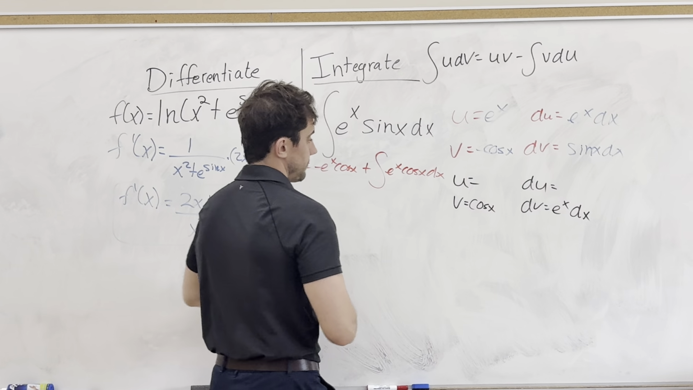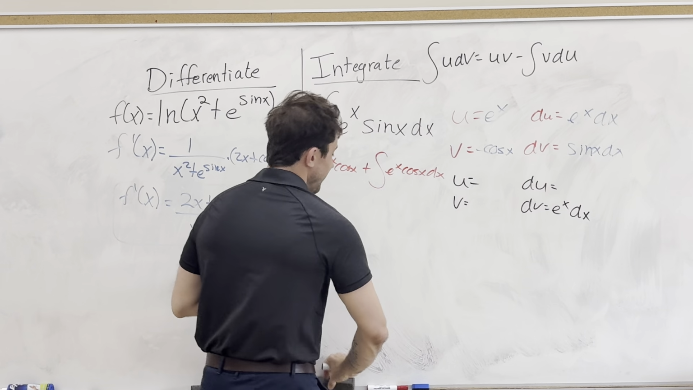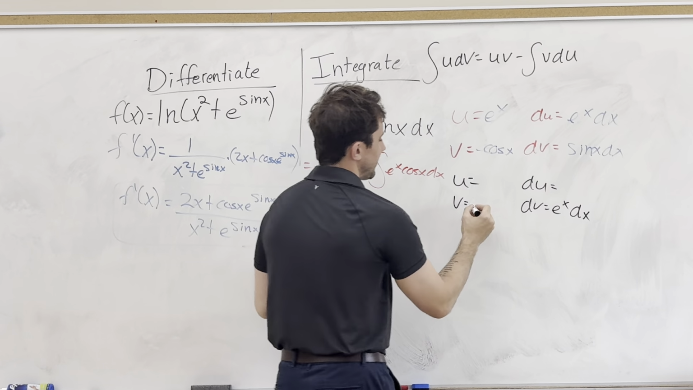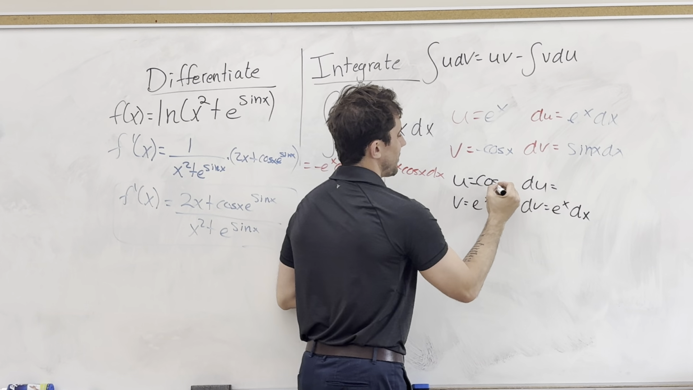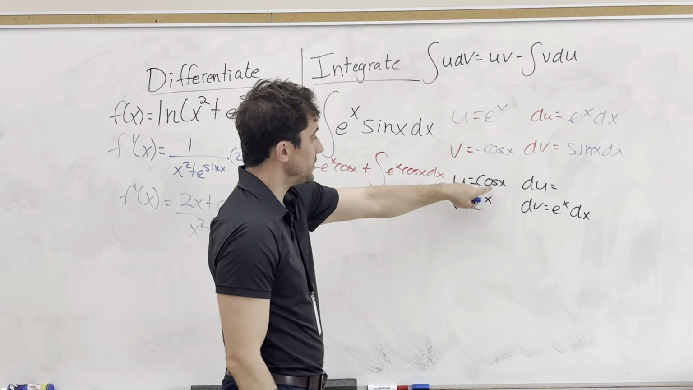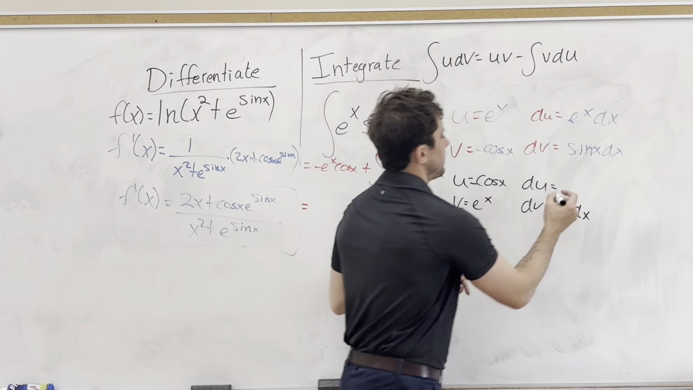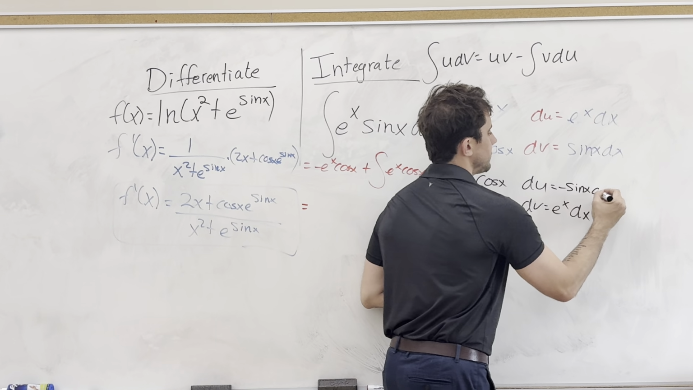That's not what I meant. Then your v is the antiderivative of e to the x, which is e to the x, rather. Your u is cos x, and then your du, the derivative of cos x, is negative sine x dx.